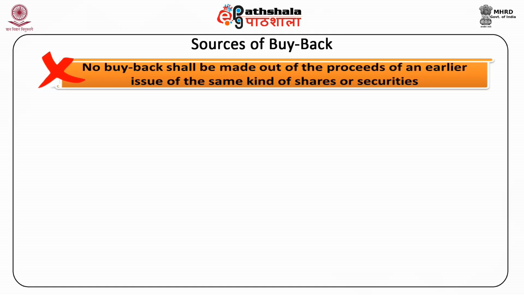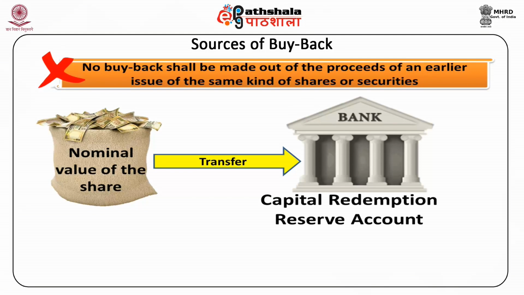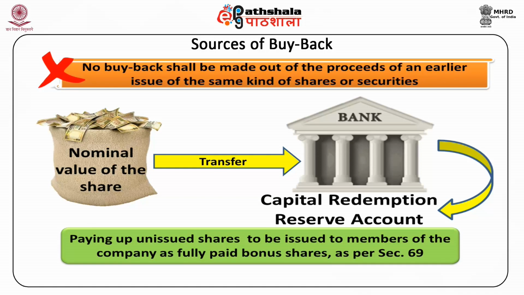Where a company purchases its own shares out of free reserves, then a sum equal to the nominal value of the share so purchased shall be transferred to the capital redemption reserve account, and details of such a transfer shall be disclosed in the balance sheet. The capital redemption reserve account may be applied by the company in paying up unissued shares of the company to be issued to members of the company as fully paid bonus shares.